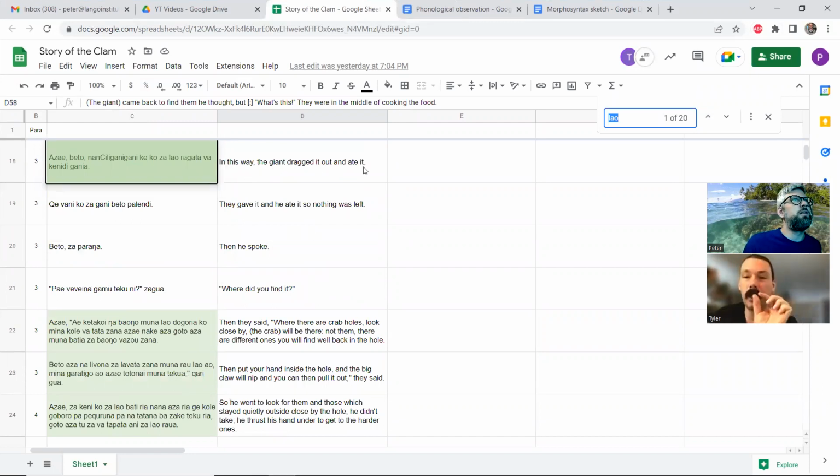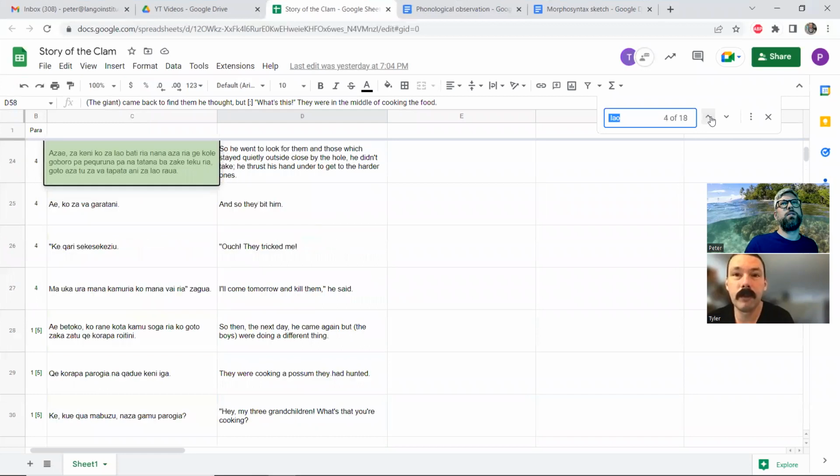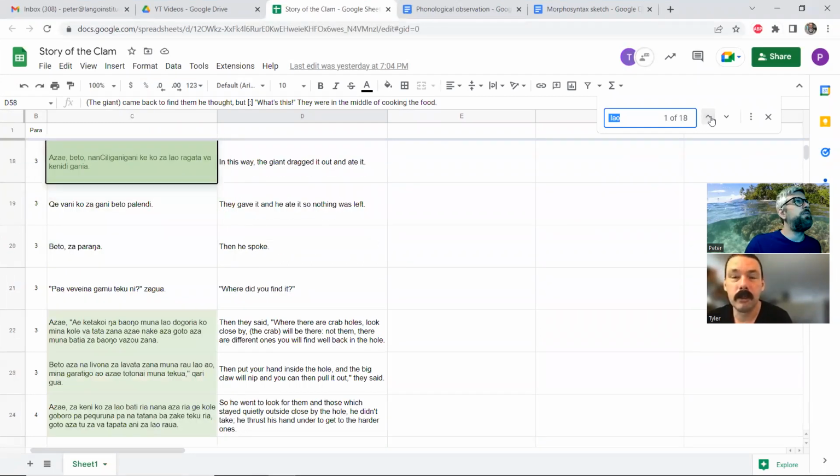If you really want to just get Lao, you can put a space before or after or both. Let me put a space. There might be a comma after it. So there we go. I'm going to remove, yeah, you're right, the comma. Remove some comma or other punctuation. Yeah. 18. Yeah, so it's pretty common.